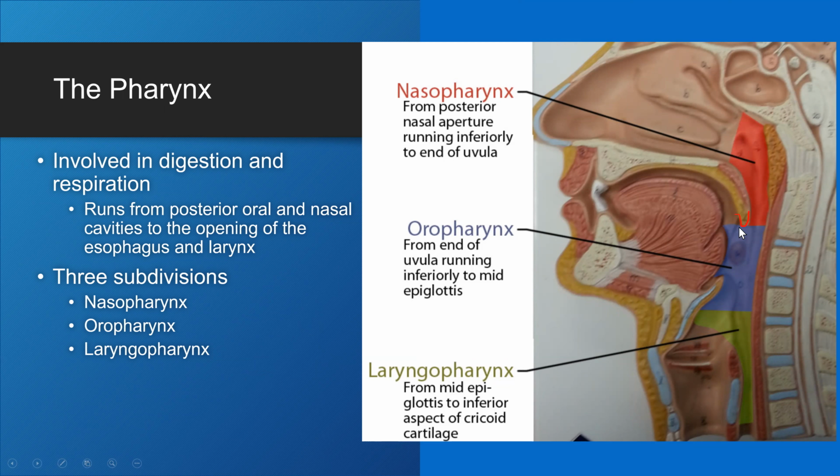Oropharynx runs from the end of the uvula to the mid of epiglottis, and this structure over here is the epiglottis, so it's right in the middle of it. And laryngopharynx runs from epiglottis to the low aspect of cricoid cartilage, and that's your cricoid cartilage right here.